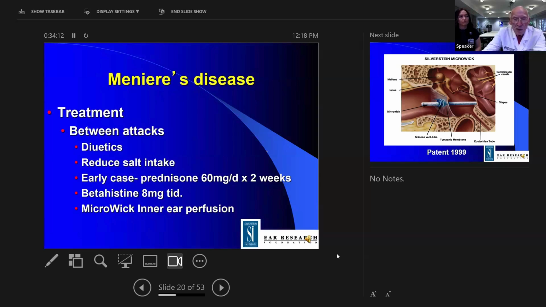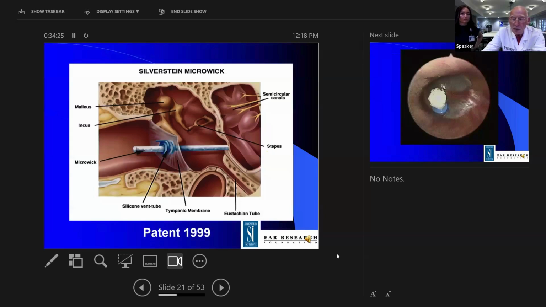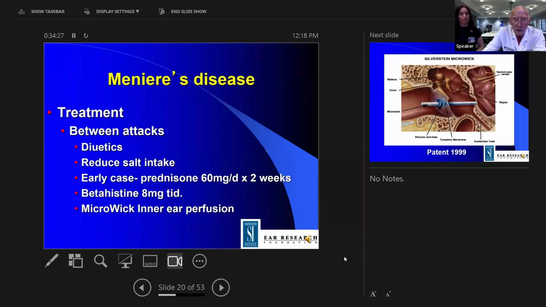treating the patients with prednisone, high dose of prednisone for several weeks, will sometimes abort the attacks. Betahistine is a very good drug. You can take 8 milligrams 3 times a day, or take 16 milligrams 3 times a day.